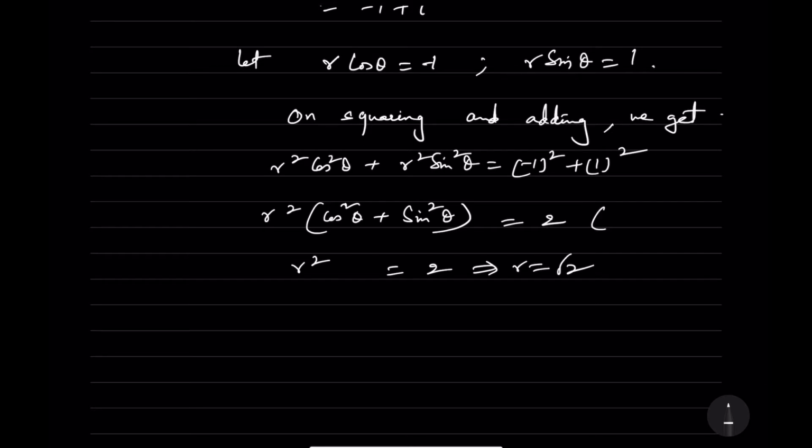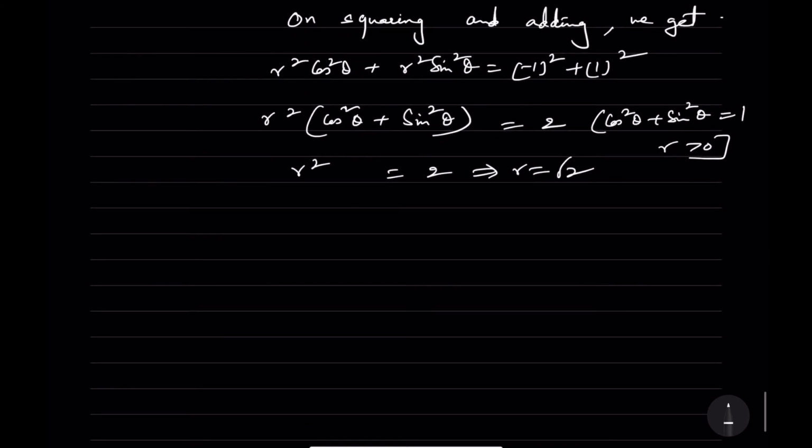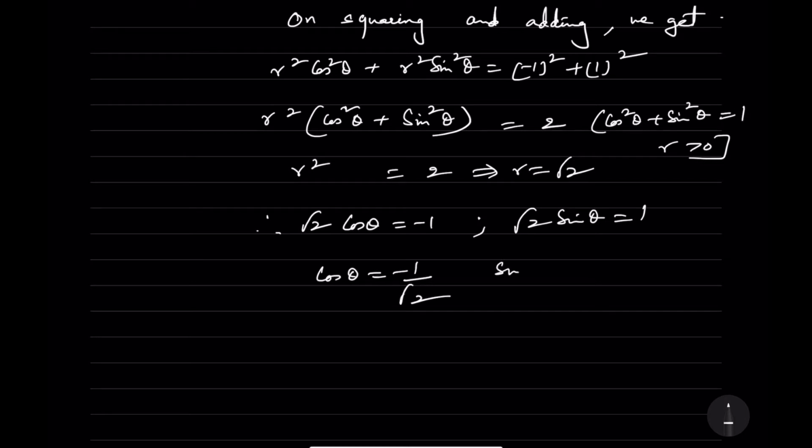Since cos square theta plus sin square theta is equal to 1 and r is greater than 0, we are getting r is equal to root 2. So root 2 cos theta is equal to minus 1, root 2 sin theta is equal to 1. So cos theta is equal to minus 1 by root 2, sin theta is equal to 1 by root 2.